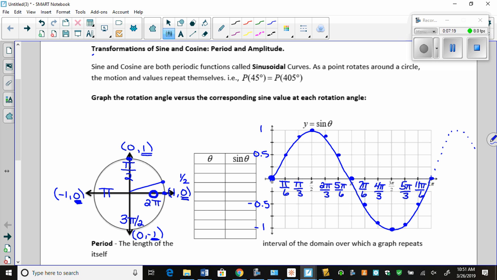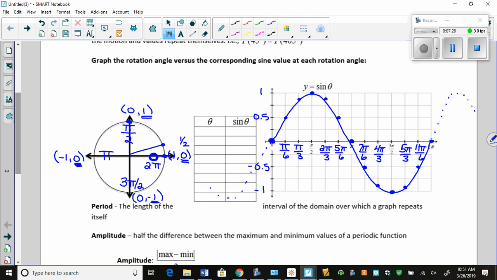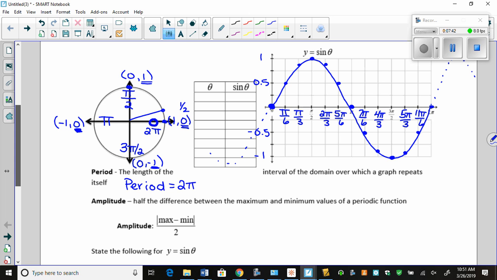What if I went this way? It would just be the same graph over and over and over. So this graph actually repeats itself every 2 pi. So the period is the length of the interval of the domain over which a graph repeats itself. So the period of this graph is 2 pi. You need to understand the definitions because they will ask you these things. So the period is 2 pi, how long it takes to repeat itself. Okay, how long it takes to do a full circle.